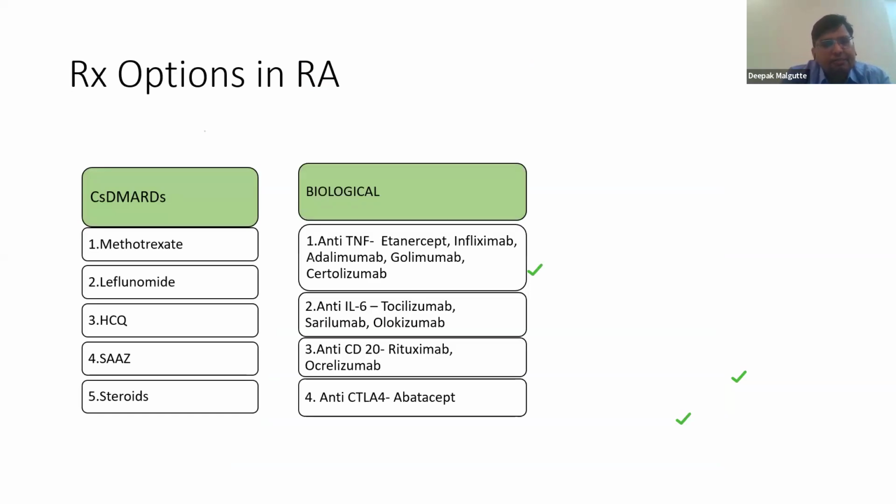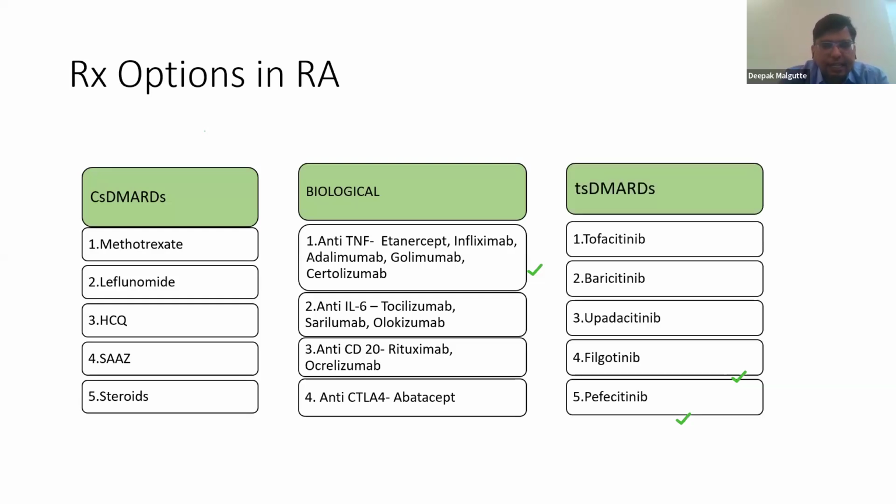And then we have biologicals, which include the anti-TNF class, among which there are 5 biologics, of which certolizumab is not available in India. We have anti-IL-6 like tocilizumab, which we have used in the COVID era also, anti-CD20 rituximab, and anti-CTLA4 abatacept, which is still not available in India. And in targeted synthetic DMARDs, generic versions have recently come. So we now have tofacitinib, baricitinib, and upadacitinib, just recently launched in India.